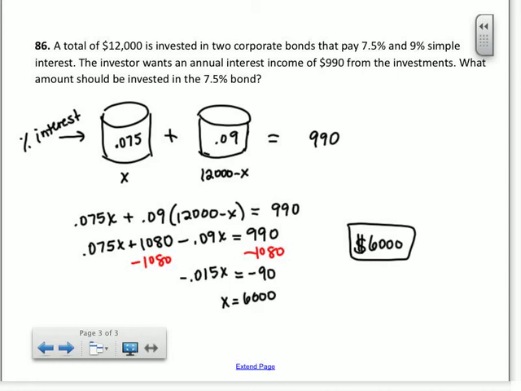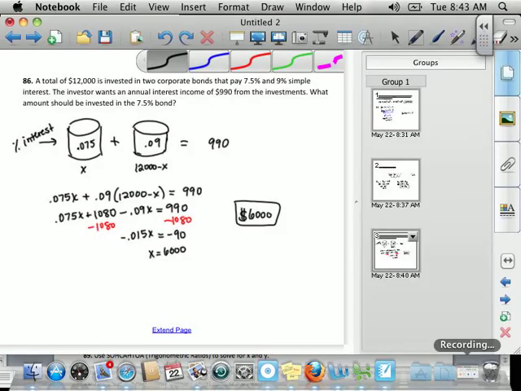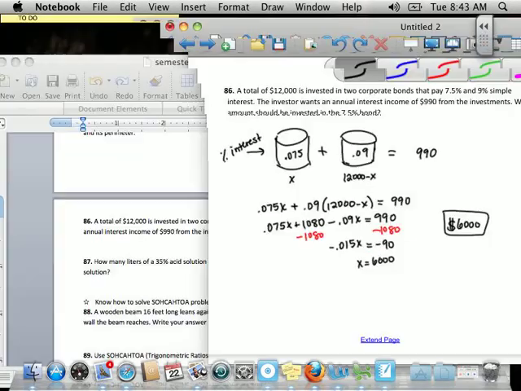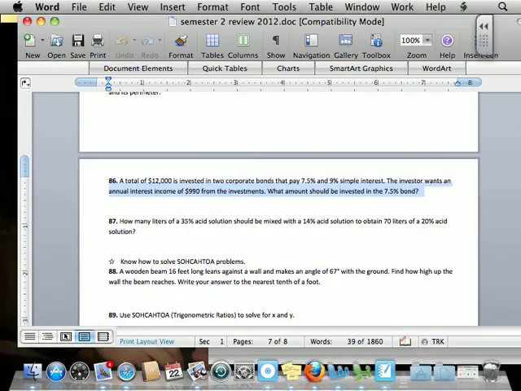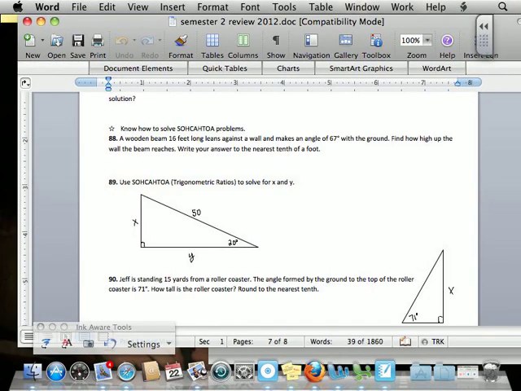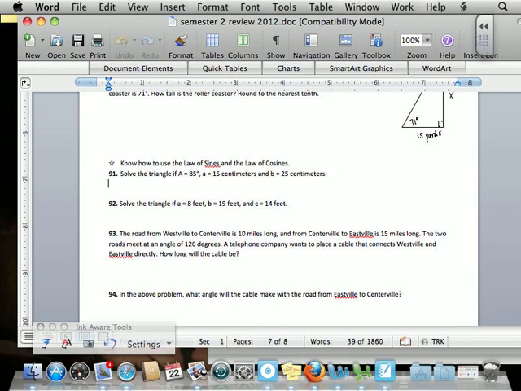I personally would invest more in the 9%. I'd be getting more interest, but sometimes there's more risk with those ones. Yeah, a lot of times with bonds, they'll say like, oh, with this one you have to have it in for a certain number of years or things like that. So that's why you invest in different amounts.